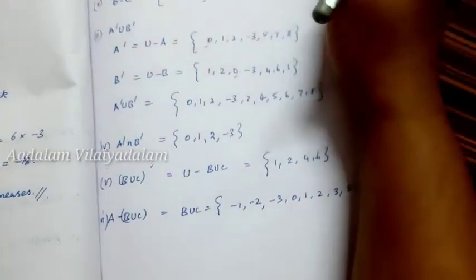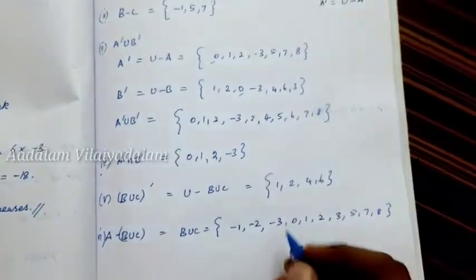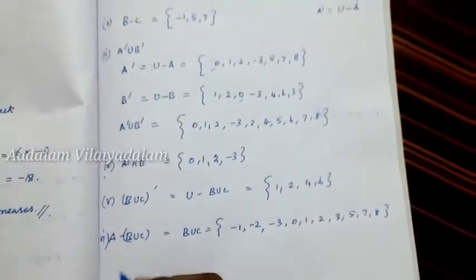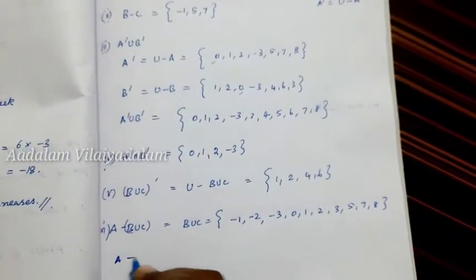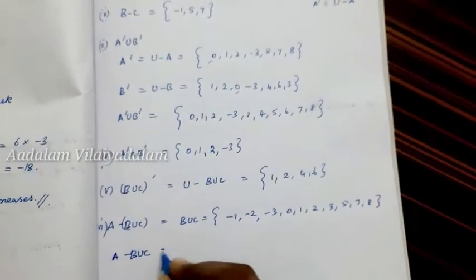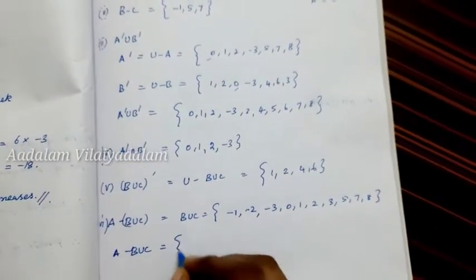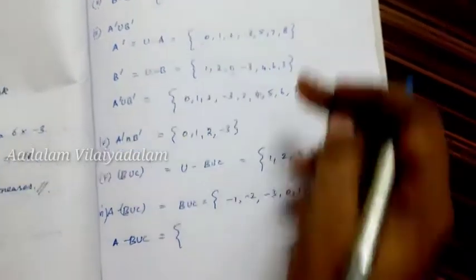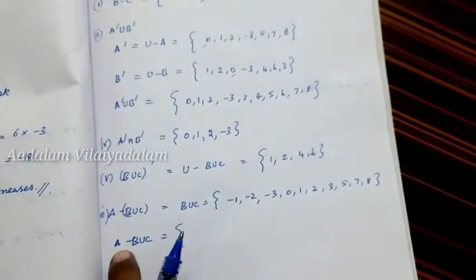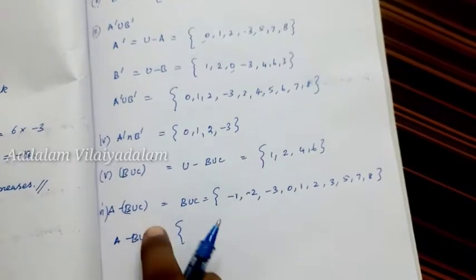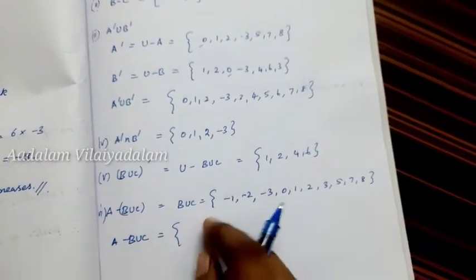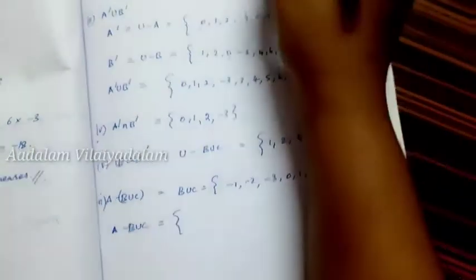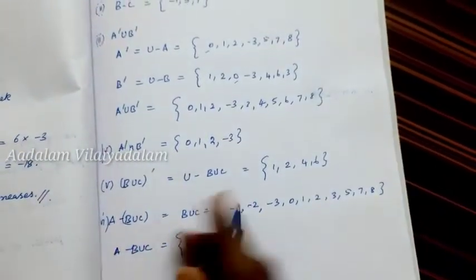So I have written B union C together: minus 1, minus 2, all the elements have come here. Now I am going to find A minus B union C. That is, I am going to subtract the elements of B union C from A. Therefore, I can write A.